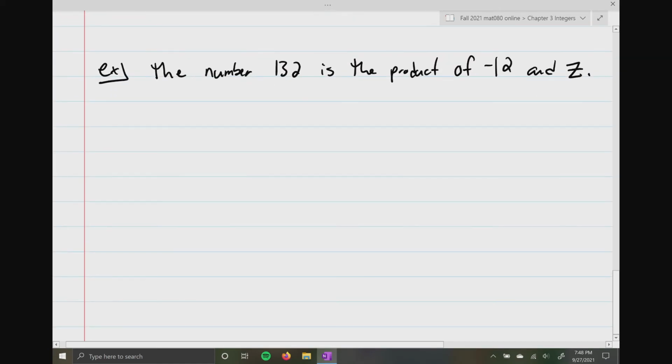Okay? Once again, we're looking for that magical word, and that's going to be the word is. So anything on the left is going to be the left, so that's going to be the number 132. And then anything on the right, well, that's going to be the product of negative 12 and z. Product means multiplication. So I need to write negative 12 times z.